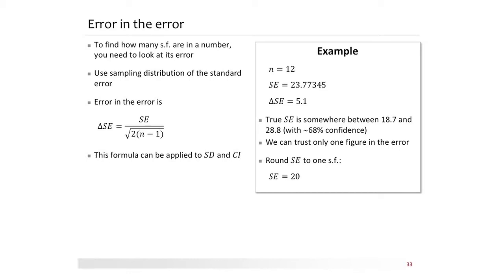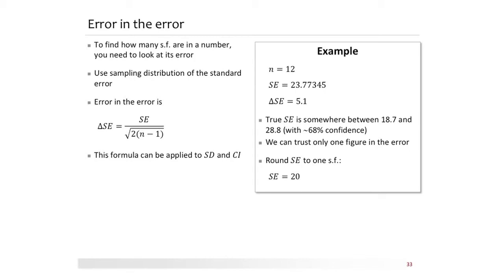If you look at the width of the sampling distribution of the standard error, this is basically your uncertainty. And it can be shown that it's expressed by this formula. I think this is the only equation in today's talk. If SE is a standard error, then the error of this error is represented by this: SE divided by the square root of 2 times (n minus 1). And it is the same formula no matter what you use here. You can use standard deviation or a confidence interval.